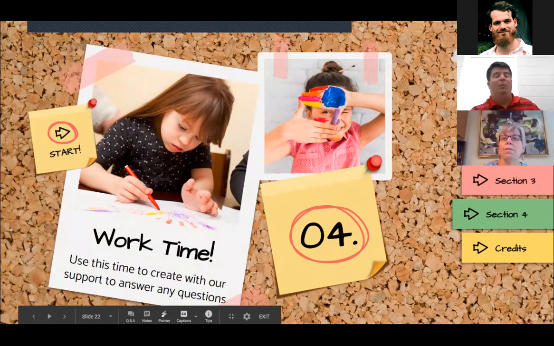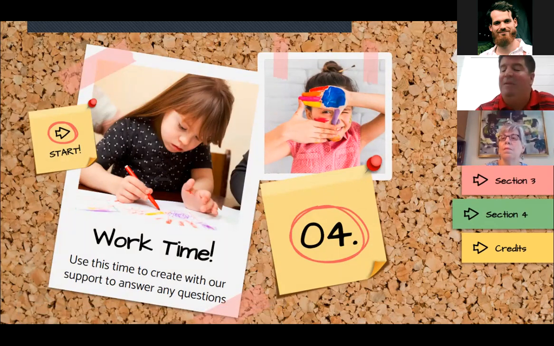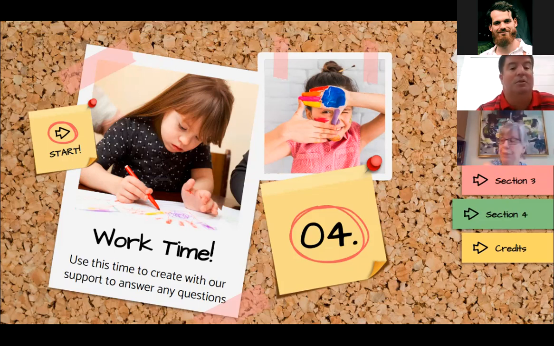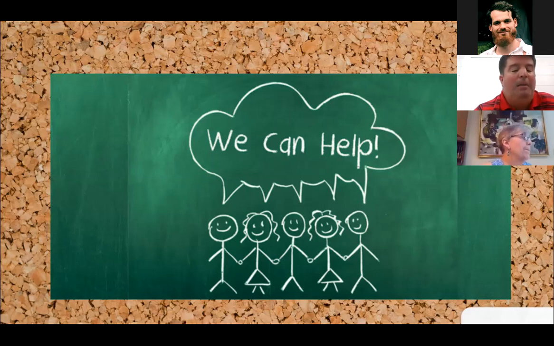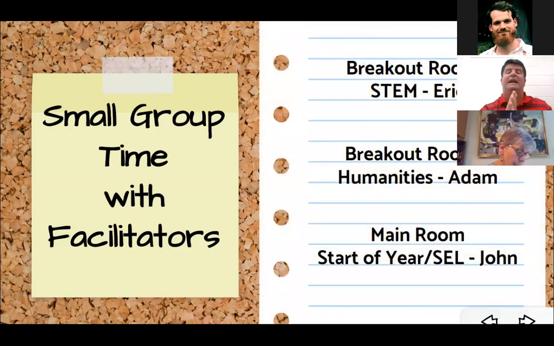So we are going to jump into some work time. You've got a lot of information here. The way we're going to do it, we're going to make it a little easier by having smaller groups. We are going to be here to help you through this. And the way it's going to work is we're going to have 2 breakout rooms and then the main room.